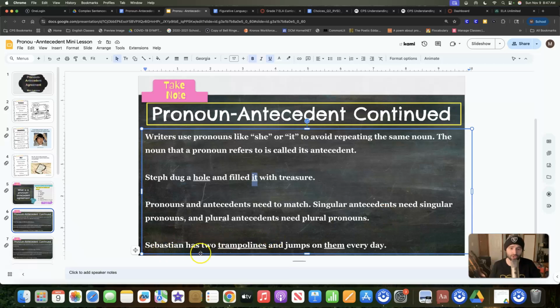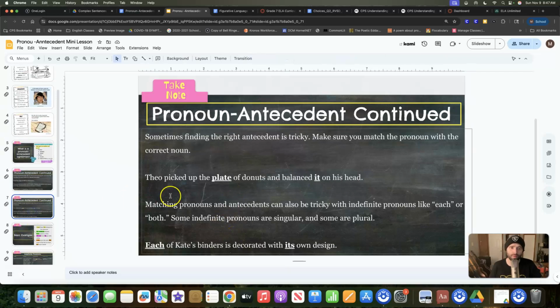So Sebastian has 2 trampolines, many trampolines. We have the S, it's plural. And jumps on them every day. He's not jumping on it every day. He's jumping on them every day. Why them? Because there's more than one trampoline. The them is referencing back to the trampolines. This is really about being able to find the pronoun and seeing what it's referencing back to.